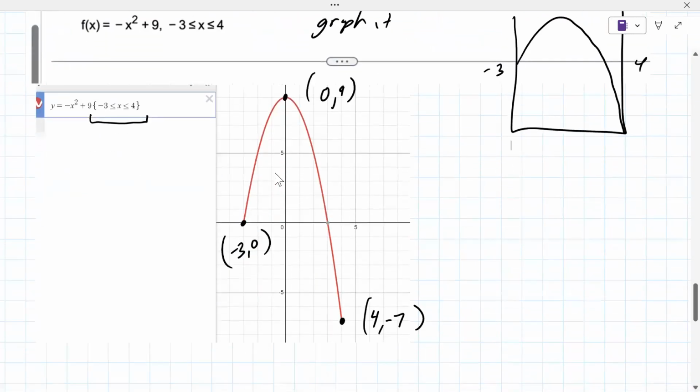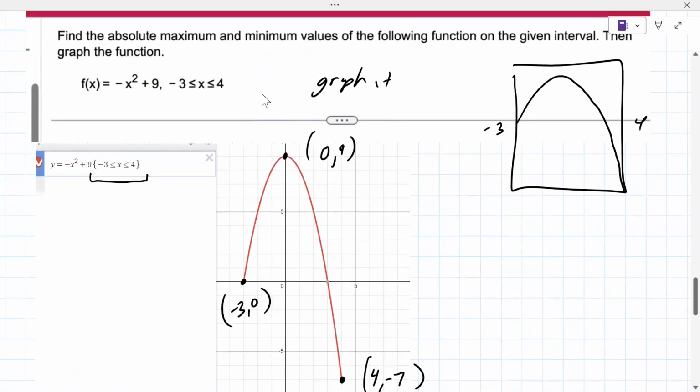What you typically want to do is find the two endpoints, and we will do this in later problems, and then find any mins or maxes. Okay. All right.